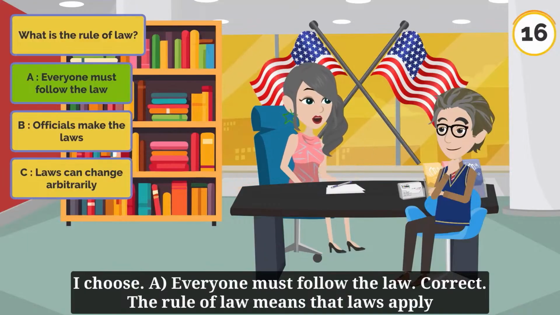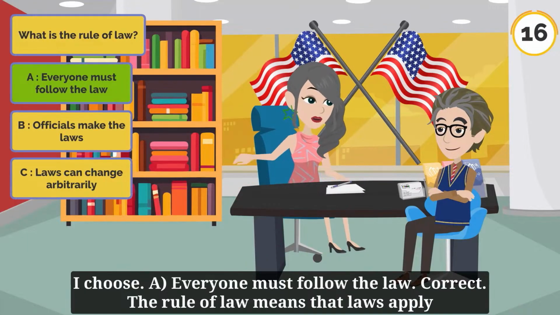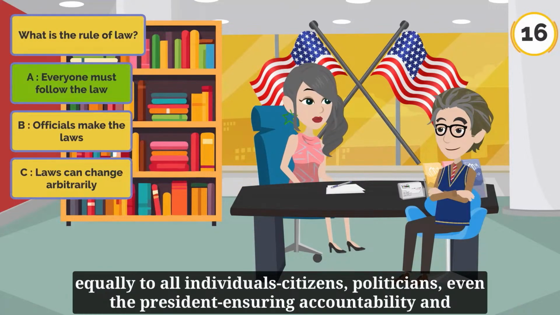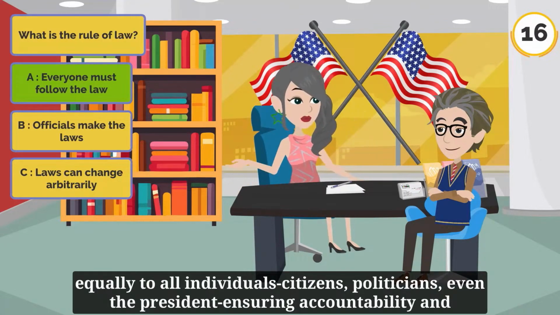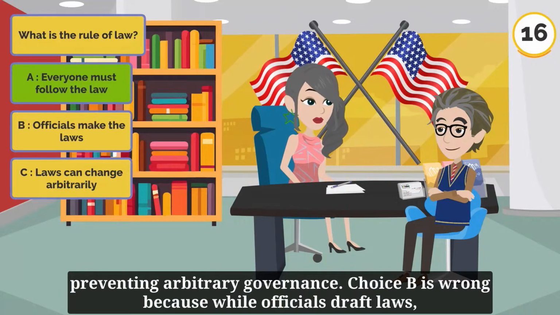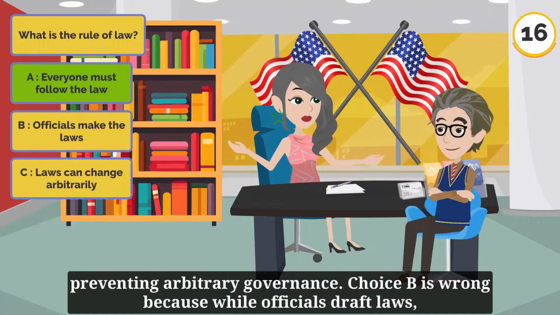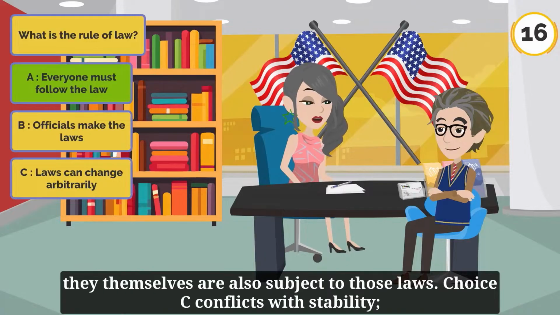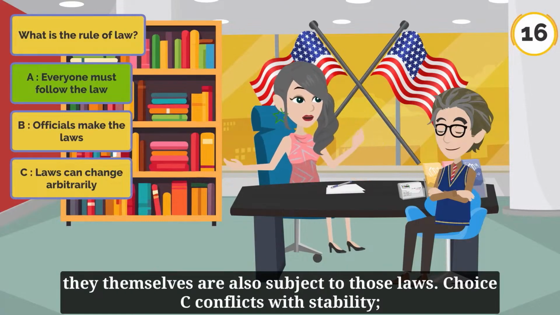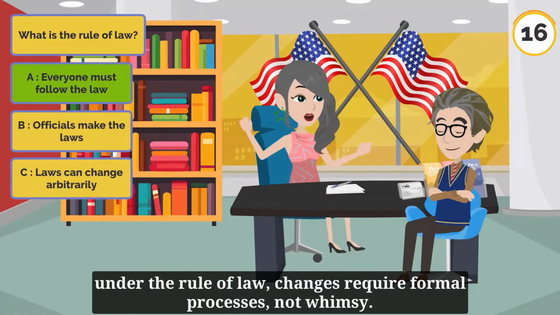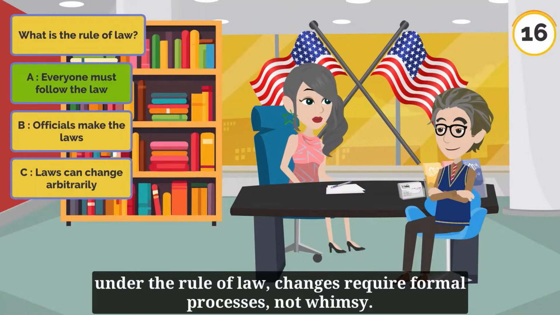Correct. The rule of law means that laws apply equally to all individuals, citizens, politicians, even the president, ensuring accountability and preventing arbitrary governance. Choice B is wrong because while officials draft laws, they themselves are also subject to those laws. Choice C conflicts with stability. Under the rule of law, changes require formal processes, not whimsy.